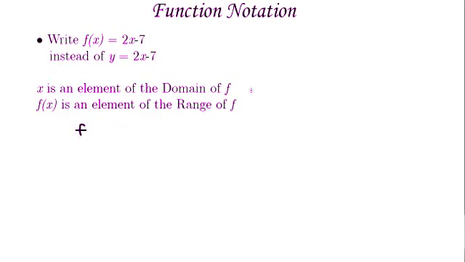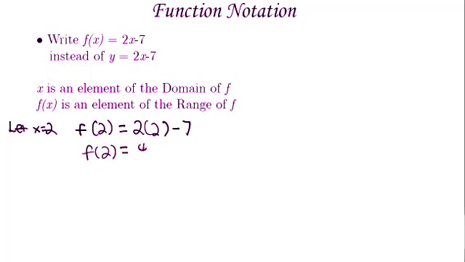So let's say that I'm going to let x equal 2. Then you may see it written like this, and this is f of 2. So this is going to be the value of the function, the value of y, when x is 2. In this situation, I'm going to substitute in 2 wherever I see an x, and that's going to give me 4 minus 7. So f of 2 is negative 3.